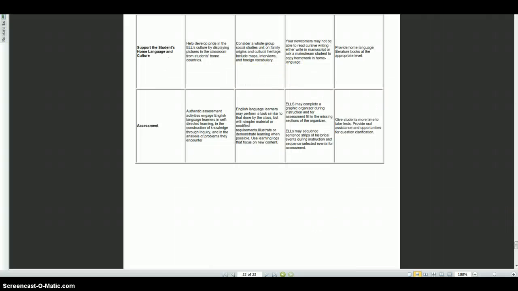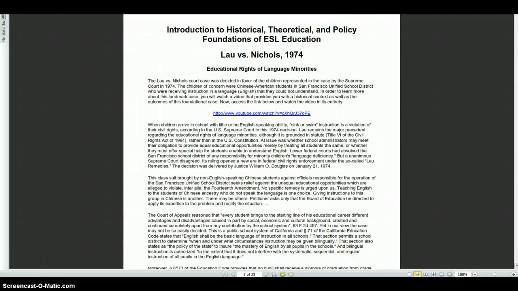And the first reading starts out with some of the important court cases that led to the current legal requirements for teaching, working with language learners in the schools. What I suggest you do for most of the reading is to skim through the reading materials. There's quite a bit of information in here.